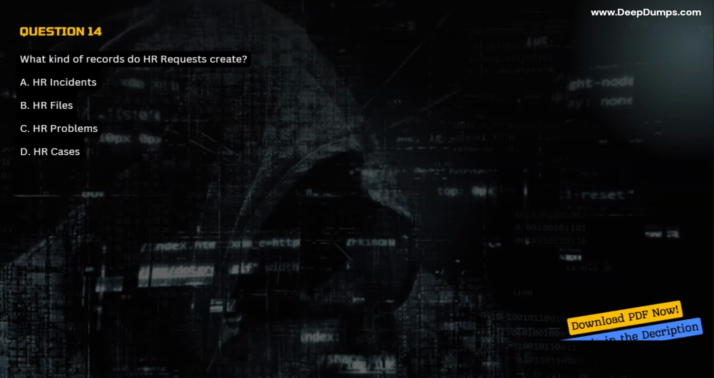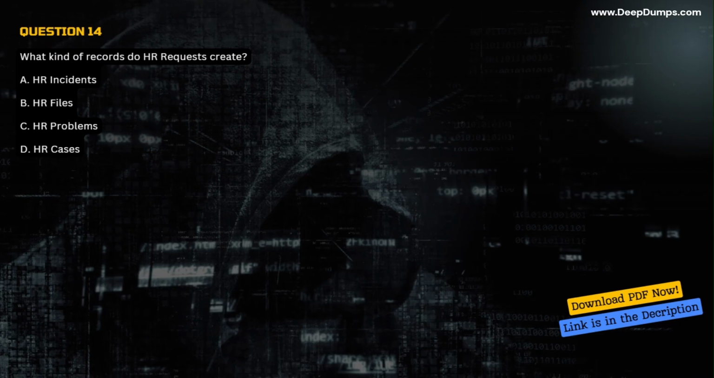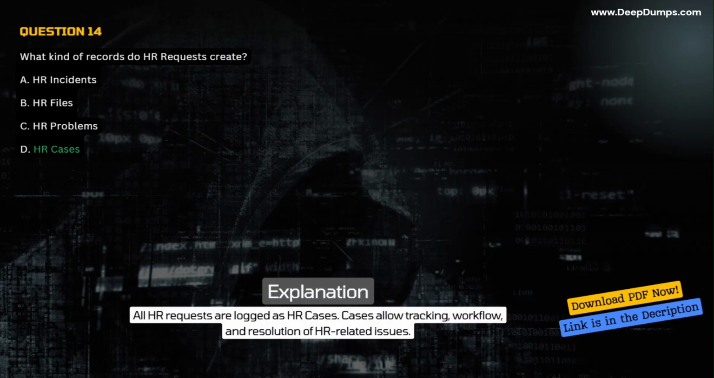Question 14. What kind of records do HR requests create? A. HR incidents. B. HR files. C. HR problems. D. HR cases. Correct answer D. HR cases. Explanation. All HR requests are logged as HR cases. Cases allow tracking, workflow, and resolution of HR-related issues.